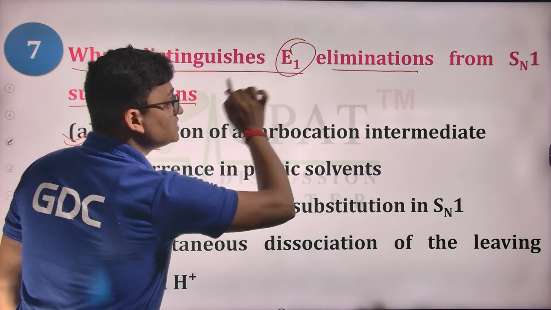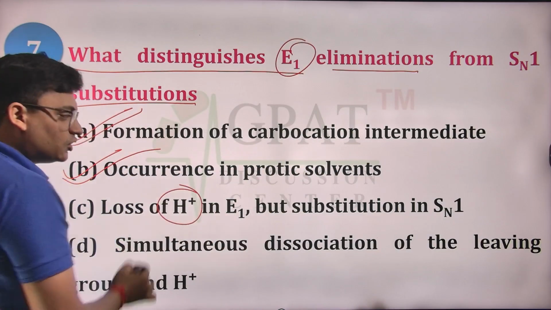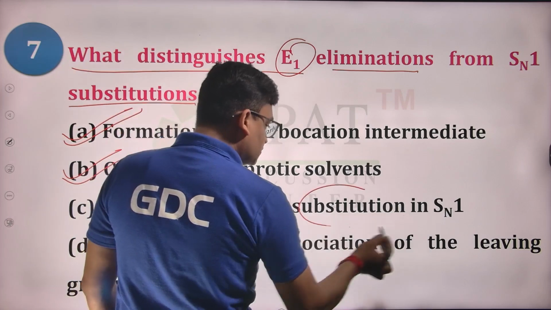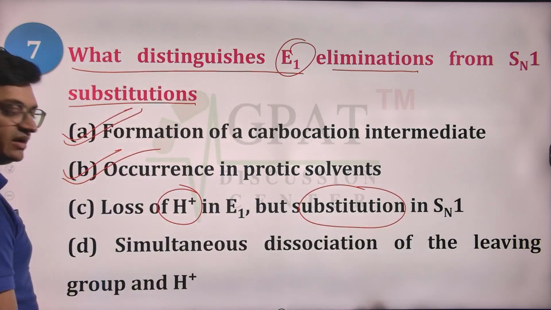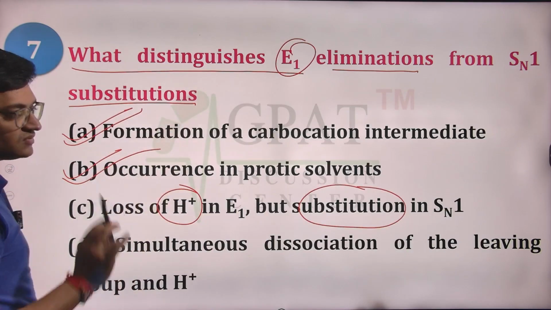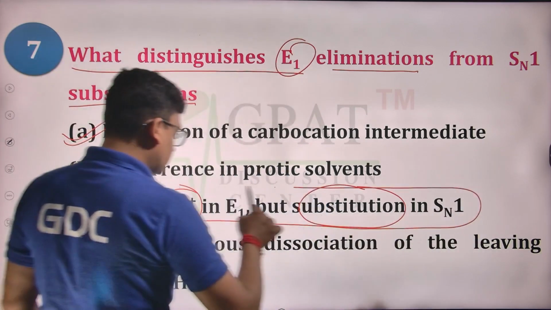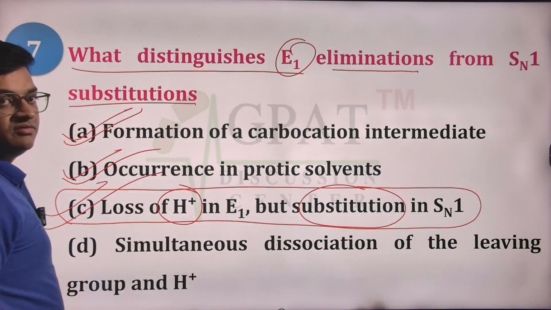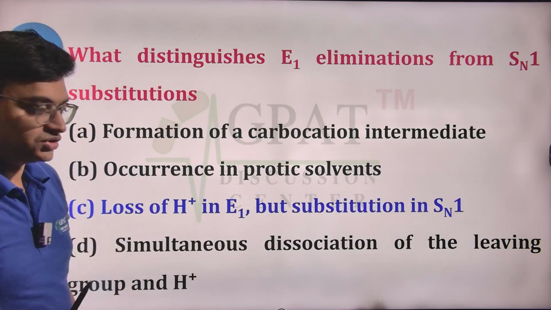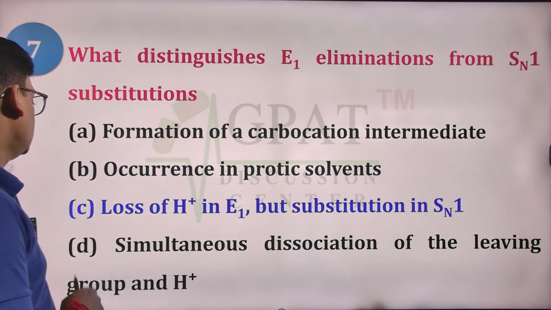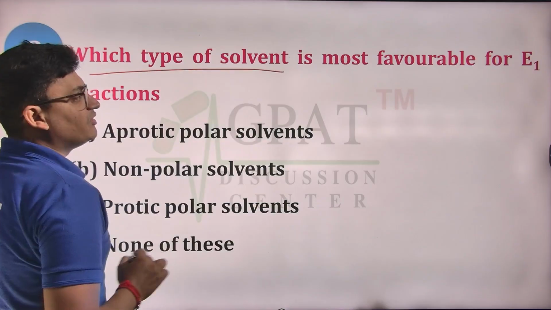That is actually distinguishing. In E1 we have loss of proton, while in SN1 we have substitution. So that is correct. Simultaneous dissociation of the leaving group and proton, no, this is not about E1 and SN1. So C rightly distinguishes SN1 and E1. So yes, C will be the correct option for this question. Which type of solvent is most favorable for E1 reaction?